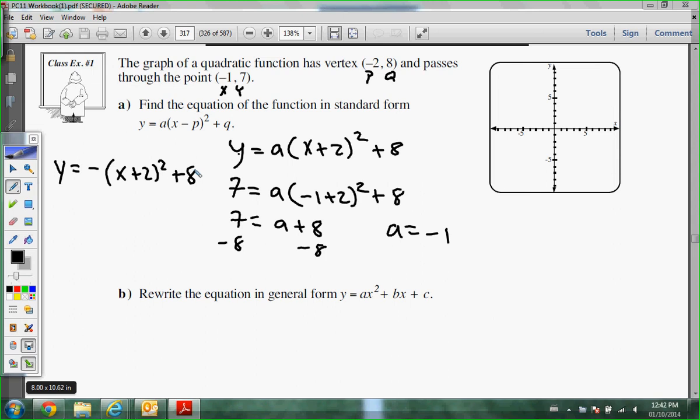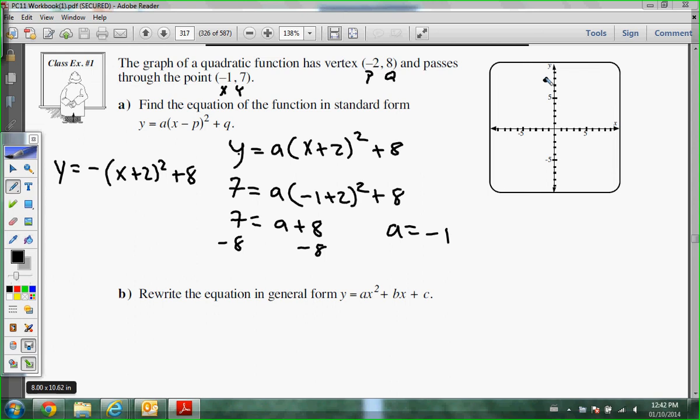Okay, now the thing I told you, this is how easy standard form makes it to graph. I know where my vertex is, right? It's left 2, up 8. Right there. That's where my vertex is. Okay, and I don't have a stretch, right? So when you don't have a stretch, what's our normal x squared pattern?